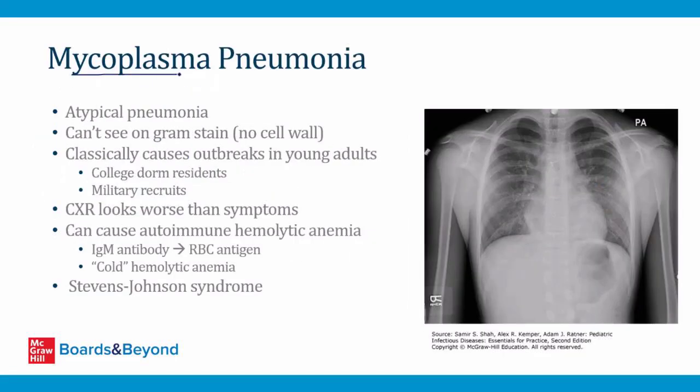Okay, let's talk about mycoplasma pneumonia. This is another atypical pneumonia. So it causes interstitial infiltrates on chest x-ray like what is shown here. I discussed these in other videos. Mycoplasma also does not gram stain well.